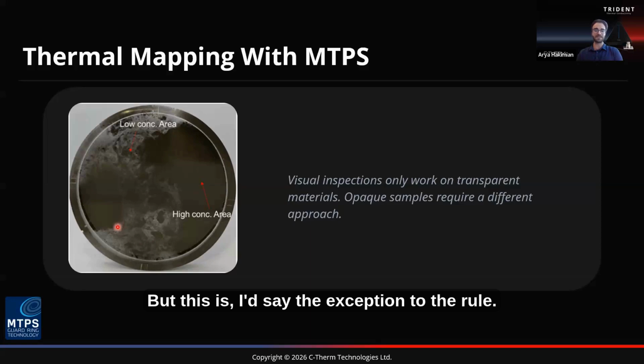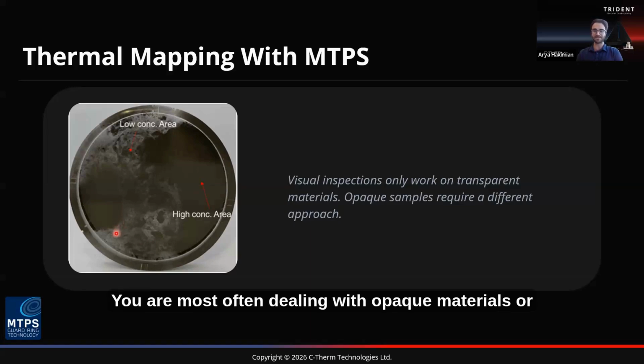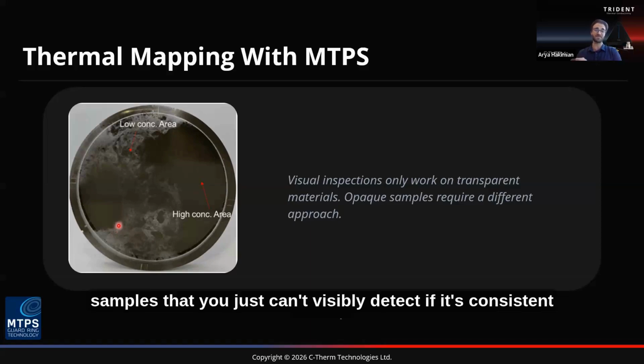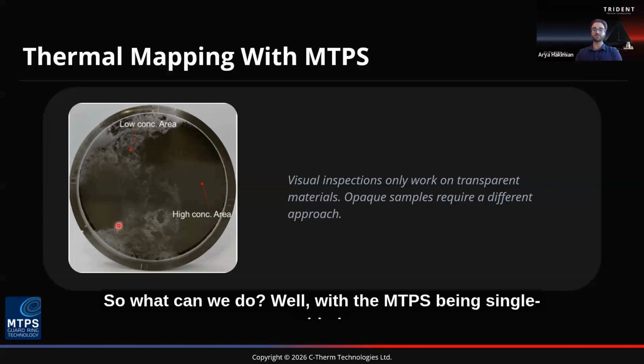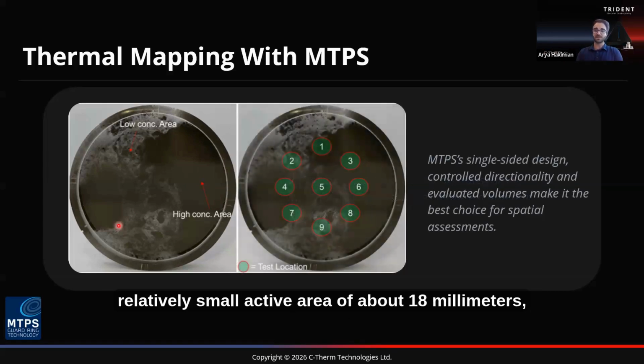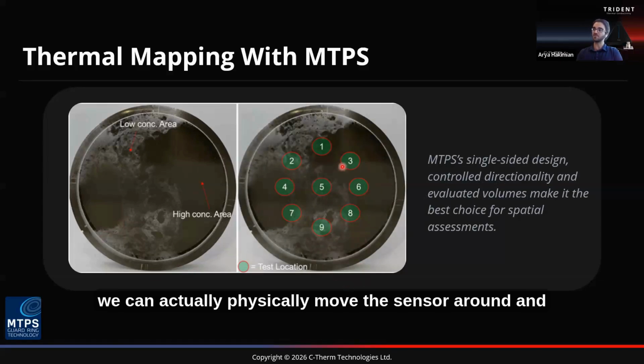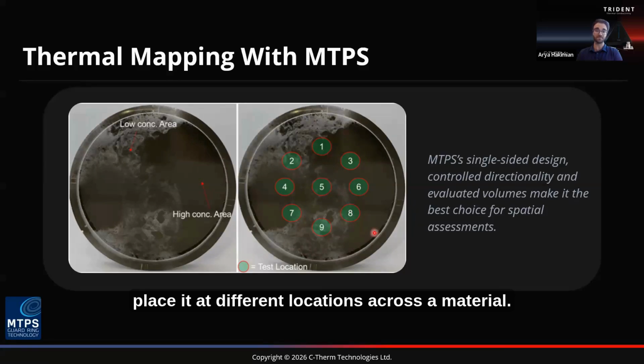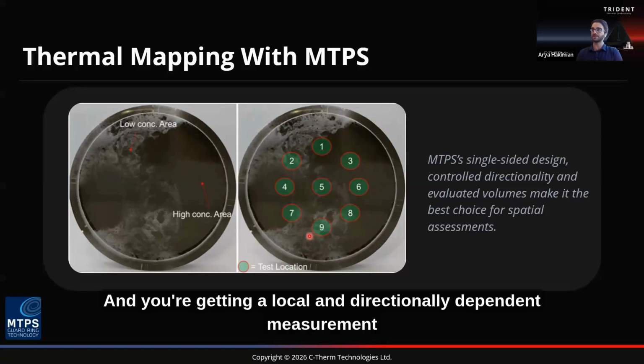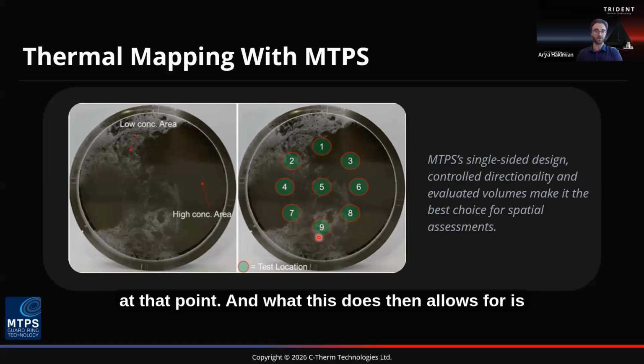But this is, I'd say, the exception to the rule. You are most often dealing with opaque materials or samples where you just can't visibly detect if it's consistent or not. So what can we do? Well, with the MTPS being single-sided, with a relatively small active area of about 18 millimeters, we can actually physically move the sensor around and place it at different locations across a material. And you're getting a local and directionally dependent measurement at that point.